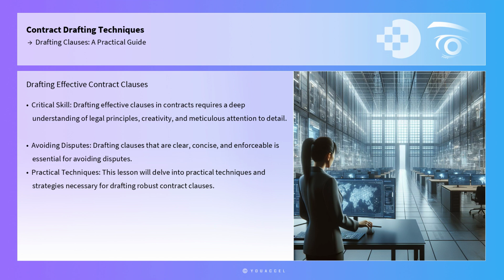Drafting effective clauses in contracts is both an art and a science, a critical skill that requires a deep understanding of legal principles, creativity, and meticulous attention to detail. Drafting clauses that are clear, concise, and enforceable is essential for avoiding disputes and ensuring that the contract serves its intended purpose. This lesson will delve into the practical techniques and strategies necessary for drafting robust contract clauses, providing actionable insights and frameworks that professionals can apply directly to their work.